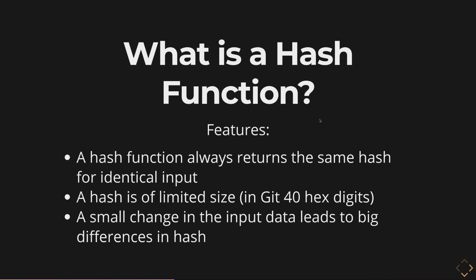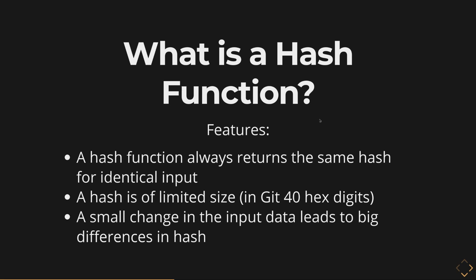A hash function of the kind that we're talking about today will have some features. First of all, of course, it'll have to return the same hash for identical input. So if you hash a file today, you'll get the same answer as if you hashed the file yesterday and if you hashed it tomorrow. Again, I reiterate, a hash is of limited size. The hash algorithm that Git uses will reduce a file to 40 hex digits, which is much smaller than the general file.